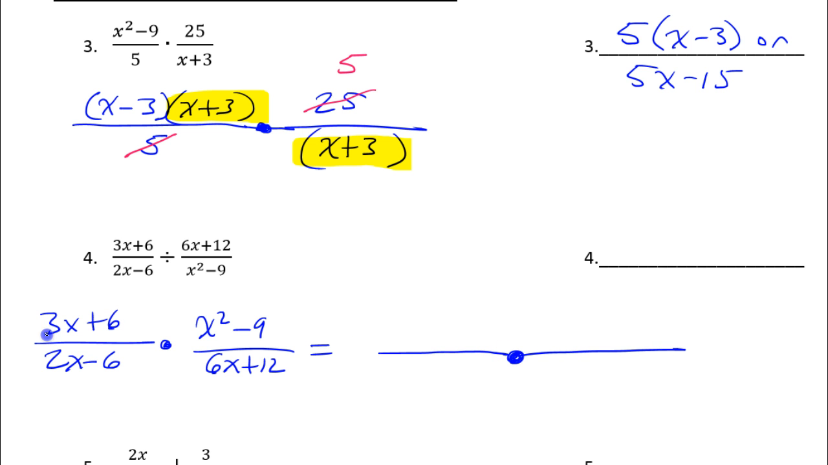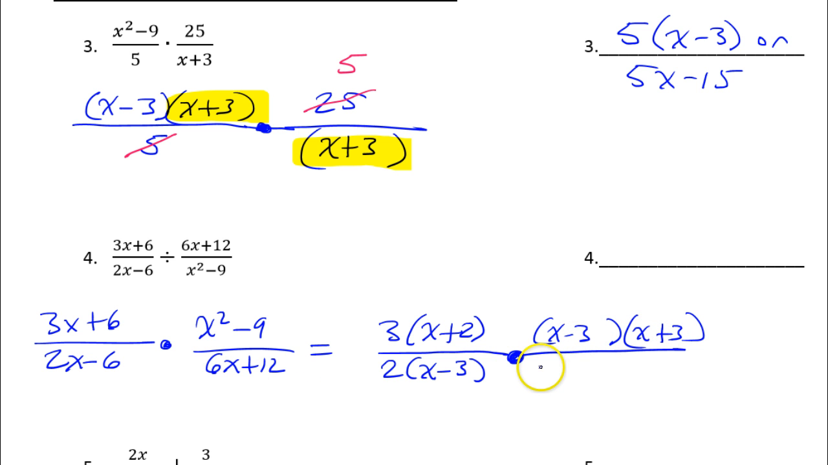All right, so GCF, I can pull out a common factor of 3, so that's x plus 2. This has a common factor of 2, so that's x minus 3. This is the difference of two squares, so that's x minus 3 times x plus 3. This has a common factor of 6, and that's x plus 2. Whoops.